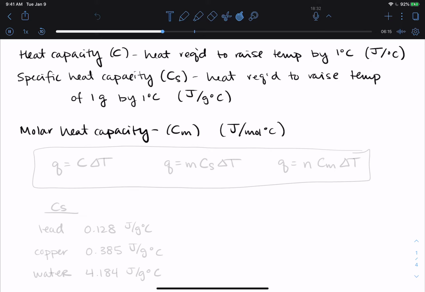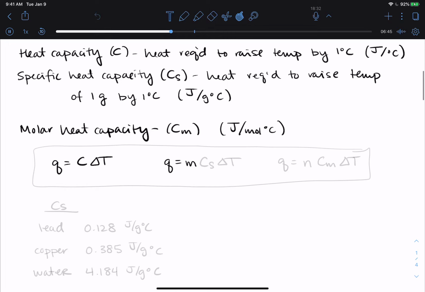And you may even see these in per temperature units of Kelvin, but 1 degree Celsius and 1 degree Kelvin are the same thing, so those are often interchangeable. Just take a look at the units that you have and make sure that you're using the right one. So the equations that we use, if we have a generic heat capacity, we're looking at Q equals C delta T. If we have a specific heat capacity, Q equals m C_s delta T.